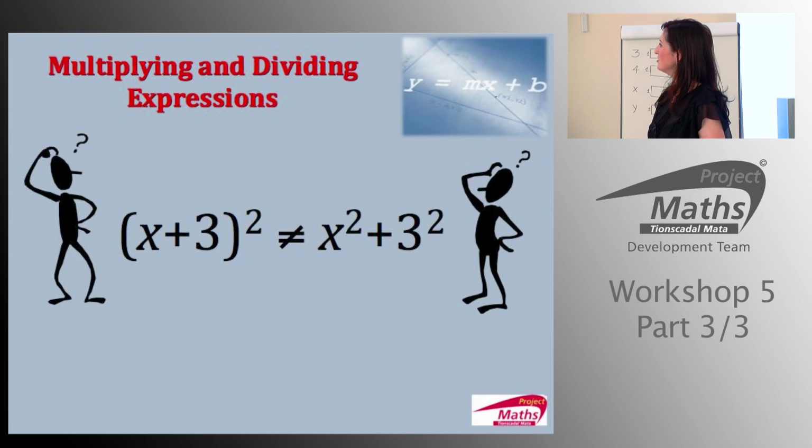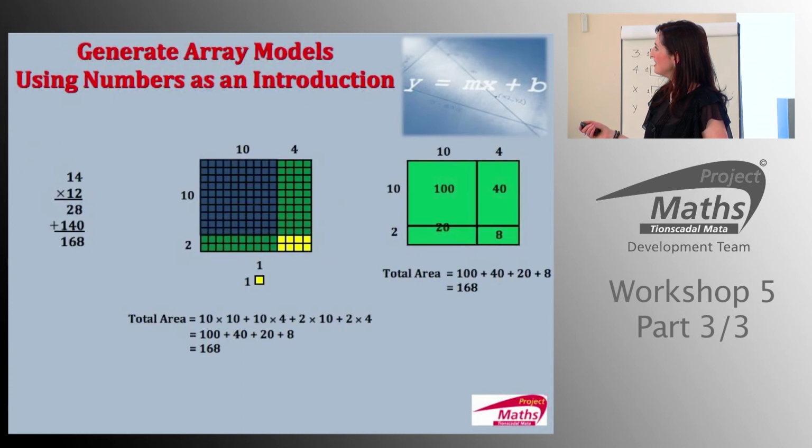What if I looked at it with the units instead? So now 14 is 10 units and 4 units to make my 14, multiplied by my 12 is 10 units and 2 units, and multiply the two of them together like you would with area. If I count all my units, I'll have 168 units.